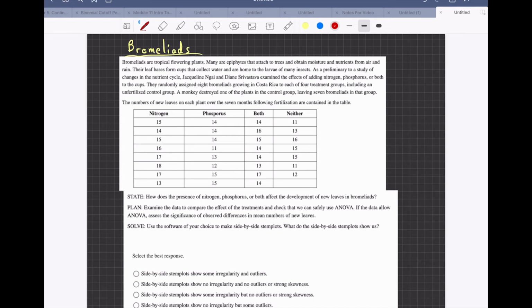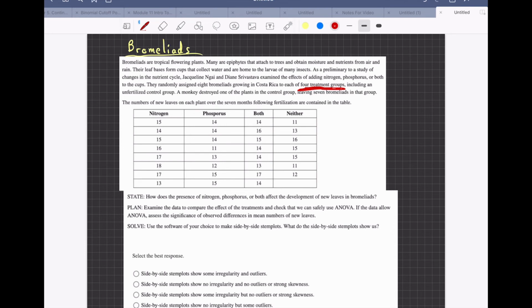As a preliminary to a study of changes in the nutrient cycle, researchers examined the effects of adding nitrogen, phosphorus, or both to the cups. They randomly assigned 8 bromeliads growing in Costa Rica to each of 4 treatment groups. So here we have 4 categories, including an unfertilized control group. A monkey destroyed one of the plants in the control group, leaving 7 bromeliads in that group. The number of new leaves on each plant over the 7 months following fertilization are contained in the table.